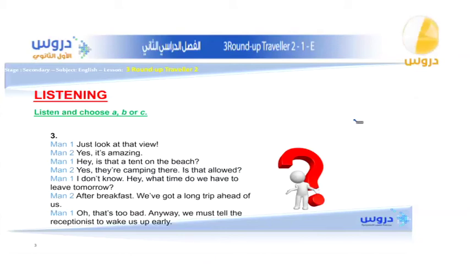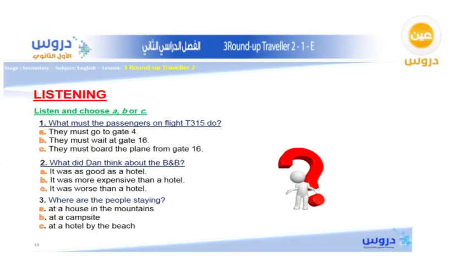So these are the three. We have two dialogues and we have one paragraph. Okay, go back to question number one. What must passengers on flight T315 do? They must go to gate 4. They must wait at gate 16. They must board the plane from gate 16. The answer is what? Number 2.